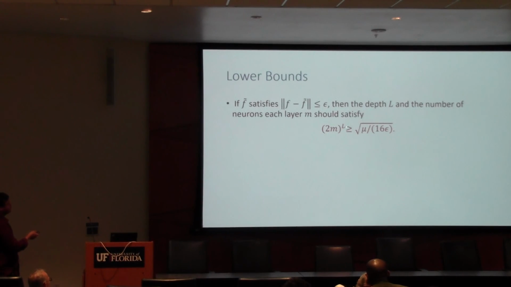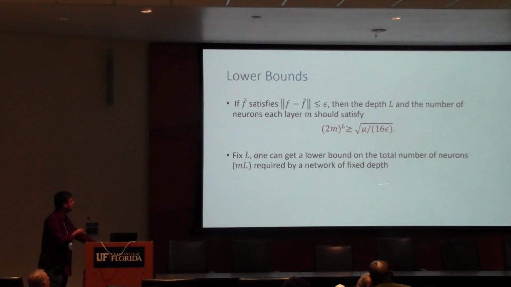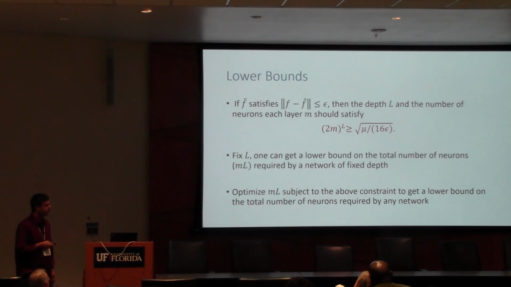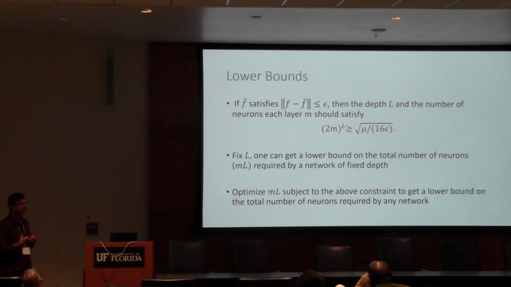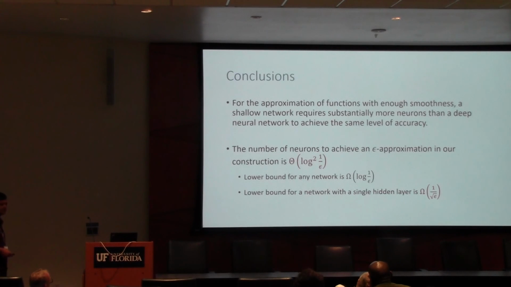Which means that 2m raised to the power of l must be at least on the order of 1 over square root of epsilon. Now this gives the bound. If you fix an L, you get a lower bound on the number of neurons, or you can optimize over L to get a universal lower bound on the total number of neurons required. This shows that if you use a fixed number of layers, meaning the number of layers is independent of epsilon, then you'll need a huge number of neurons. And secondly, if you use it optimally, then our result is within a log factor of optimal. Okay? I think that's the conclusion. I went a little faster just to get us back on time for lunch.